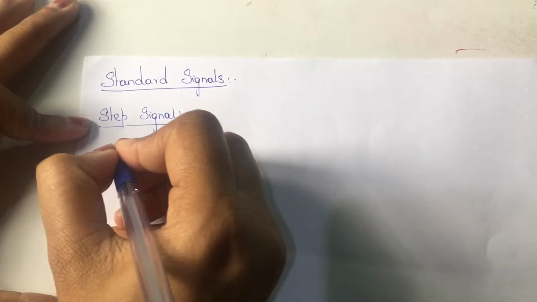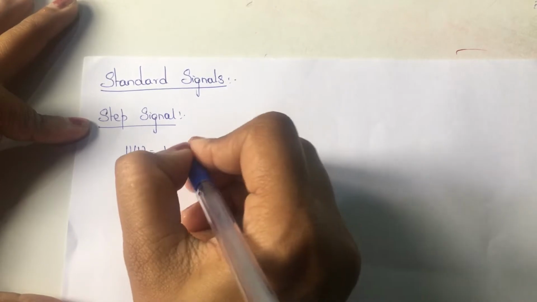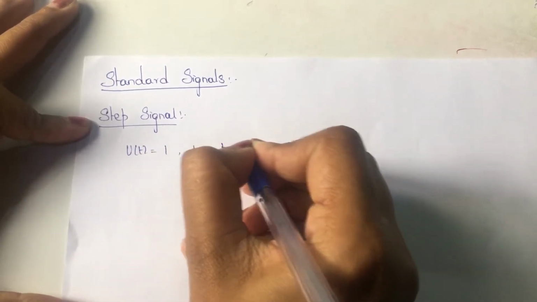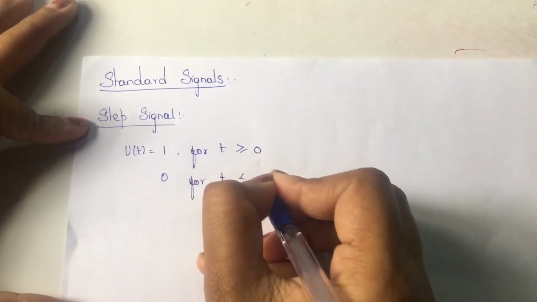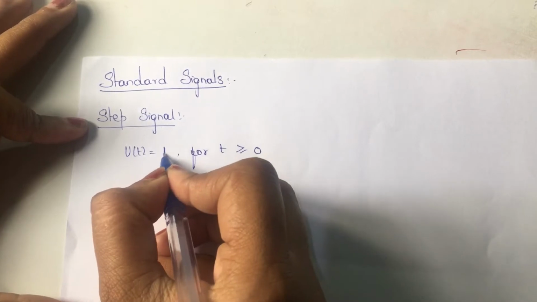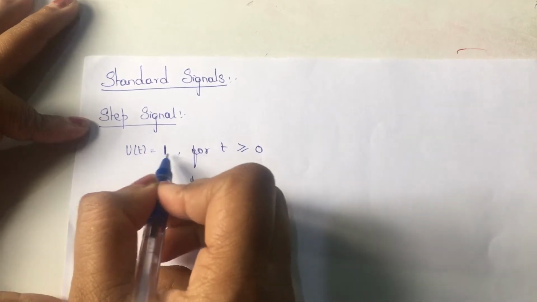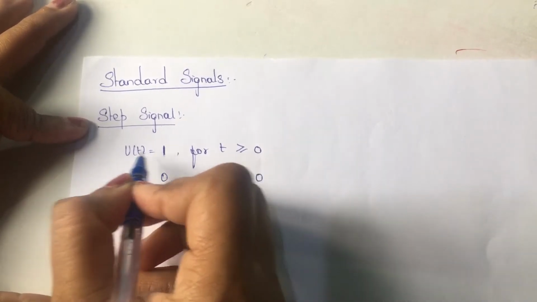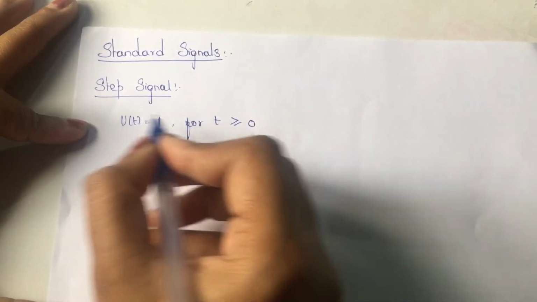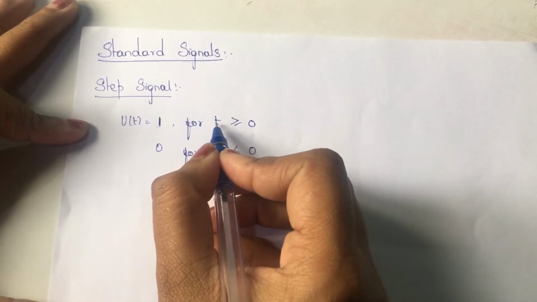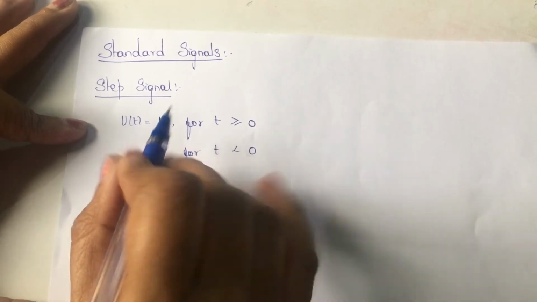The mathematical representation, that is, we can write this step signal as u of t is equal to 1 for t greater than or equal to 0, and 0 for t less than 0. Here the magnitude value is 1, that is a unit, so we can call this the unit step signal. For that reason the function is represented as u of t. Here the function exists only when t is greater than or equal to 0. It means that the function will be only on the positive side.